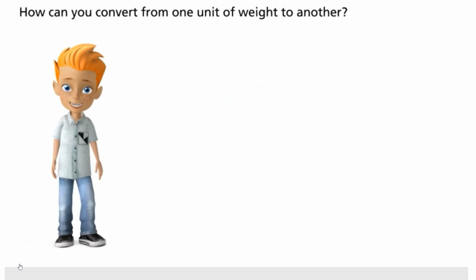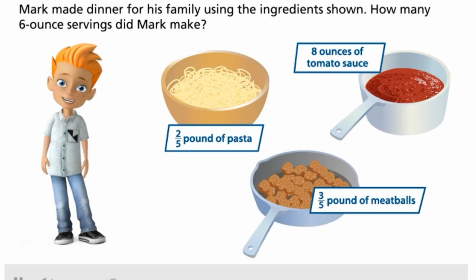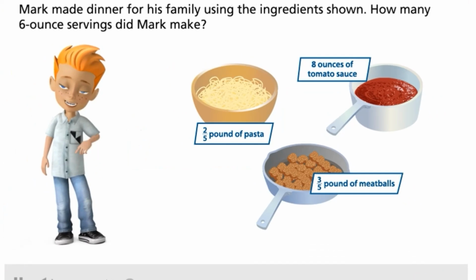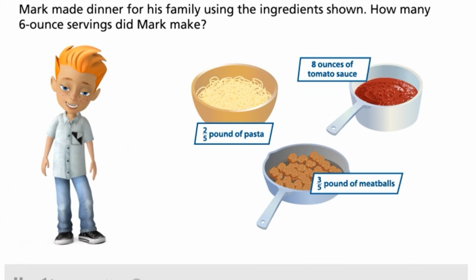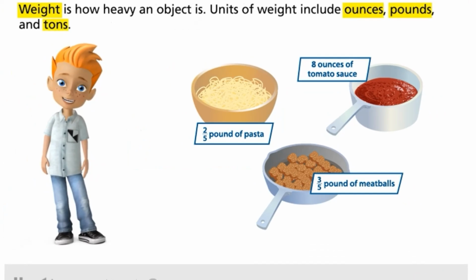How can you convert from one unit of weight to another? Mark made dinner for his family using the ingredients shown. How many 6-ounce servings did Mark make? Weight is how heavy an object is. Units of weight include ounces, pounds, and tons.